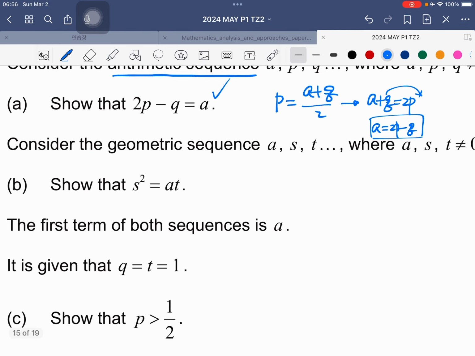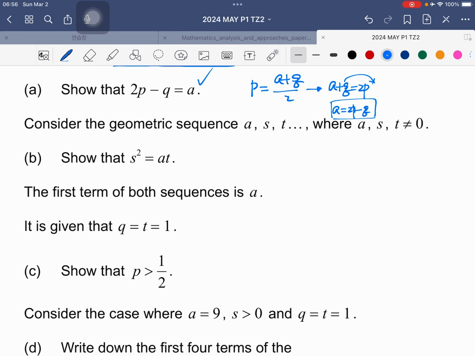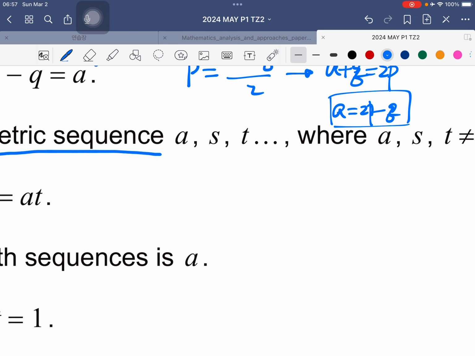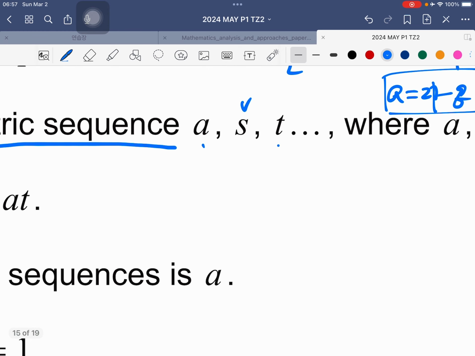So consider a geometric sequence this time, A, S, T, where A, S, T is not 0. Show that this one is true. A similar thing applies for a geometric sequence. In a geometric sequence, any consecutive 3 terms should satisfy the principle of geometric mean. What it means is the second term squared is always the same as the product of the first term and the third term. So in this case, S squared is always A times T.